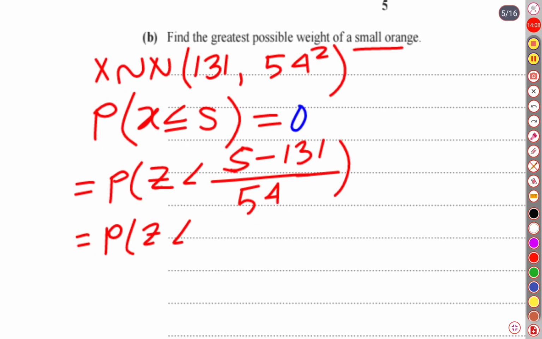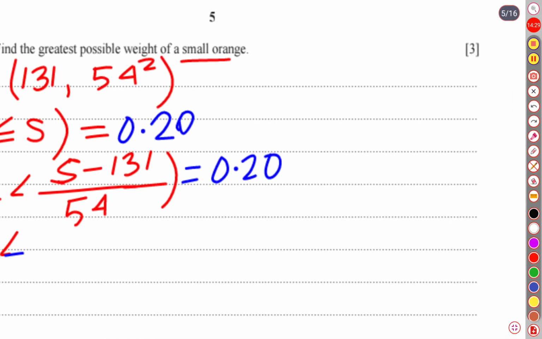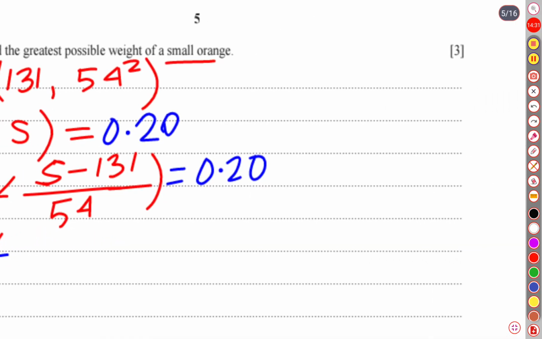0.20, 0.20, equal to 0.20. Then look at this. For 0.20, if I show a normal graph again, it must be negative. Look at this. So this is our normal graph.